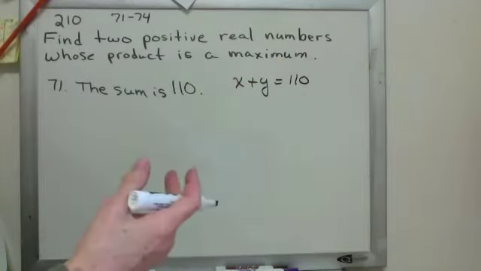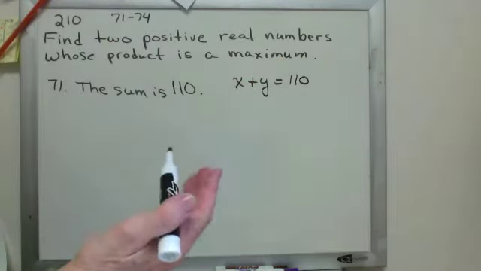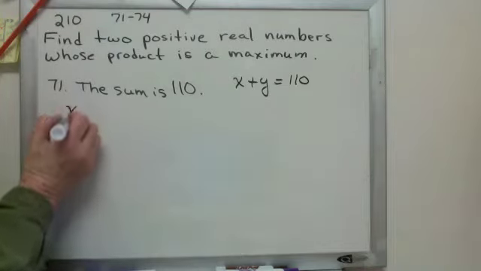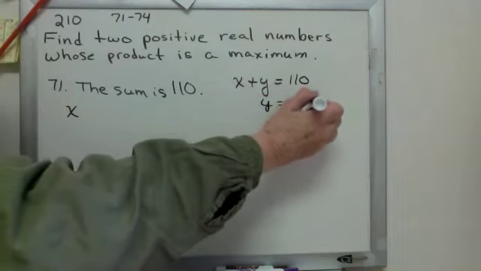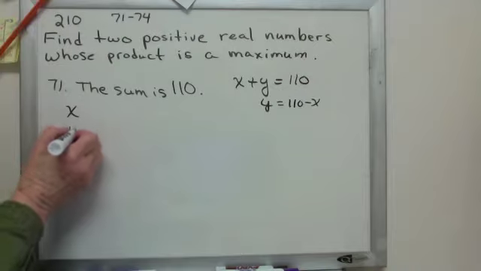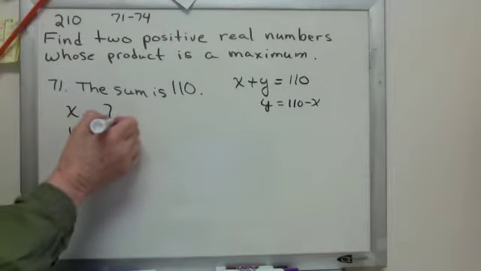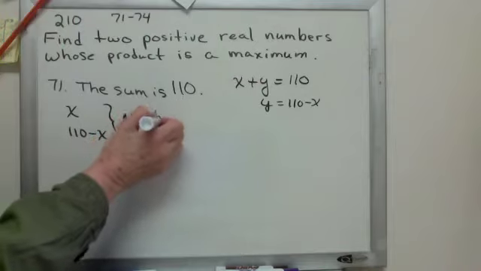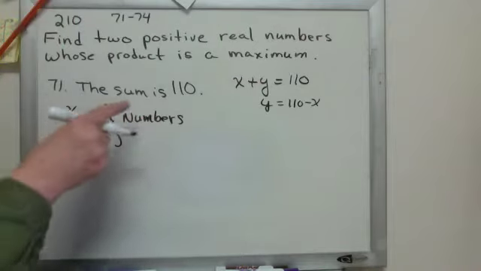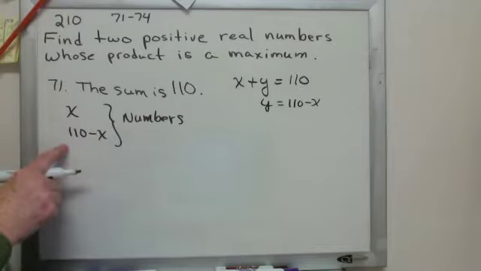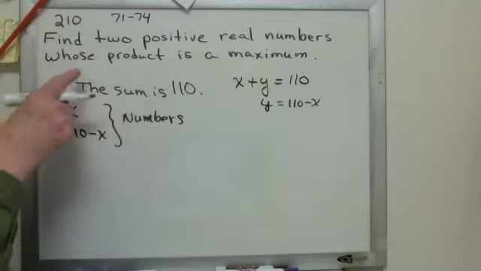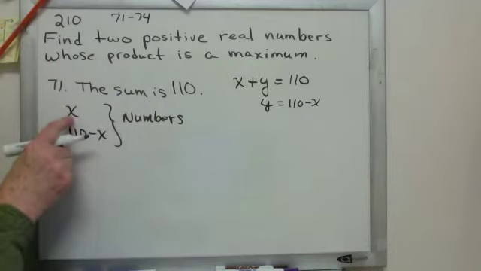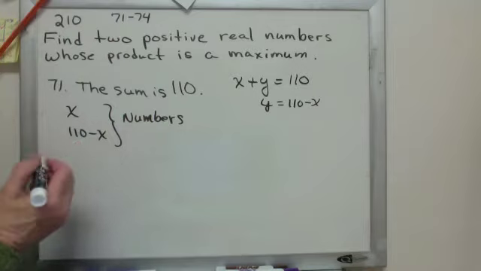But again, we're finding the maximum and we need to use only one variable. So let one number be x and let the other, you can use this to solve for the other, and it's 110 minus x. So one is x and the other is 110 minus x. And these are your two numbers. Okay? And based on the fact that their sum is 110, this is a representation of one variable for the two different numbers. Now, the other part I have to use is two positive real numbers whose product is a maximum. So the product of these two numbers, that means multiply, is a maximum.